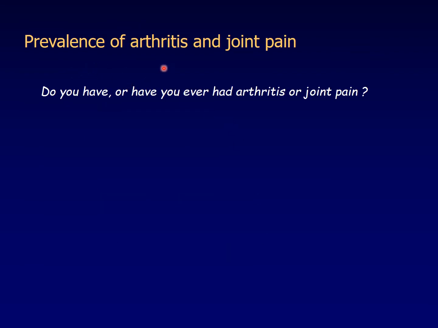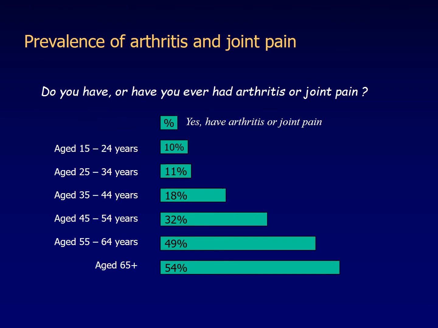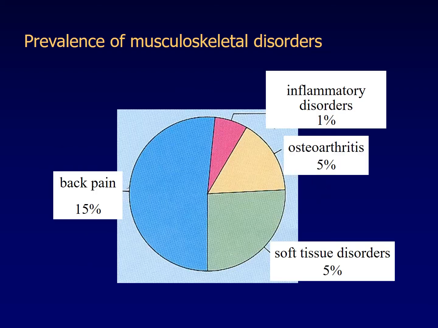Prevalence of osteoarthritis and joint pain. Do you have or have you ever had arthritis or joint pain? You can find 0% who have not had any arthritis or joint pain in their lifetime. From age 15 to more than 65, joint pain slowly increases, and prevalence increases as age increases.